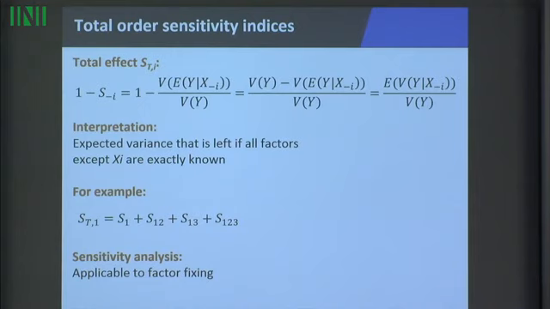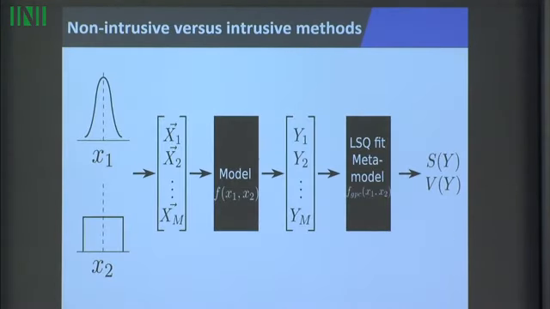That's the total effect. And you can interpret this as the expected variance that's left if all factors except xi are exactly known. So if xi is very important, this value should be high, and you cannot fix it within this uncertainty domain. When this value is low, you can fix it. You can say, okay, make it a constant within the uncertainty domain that I know. So that is the variance-based method.